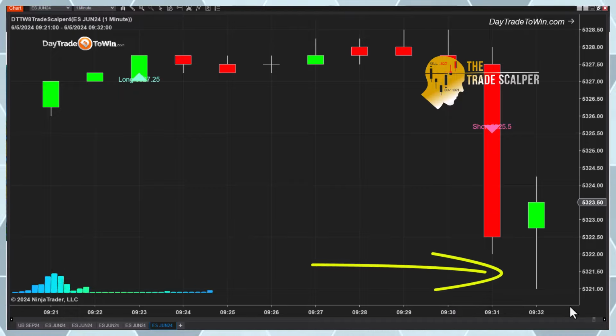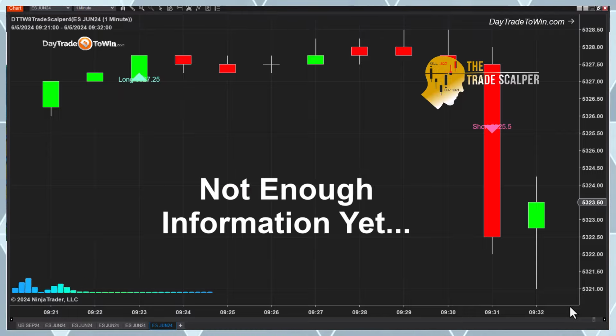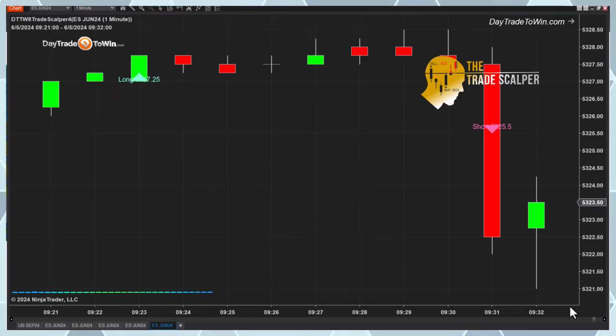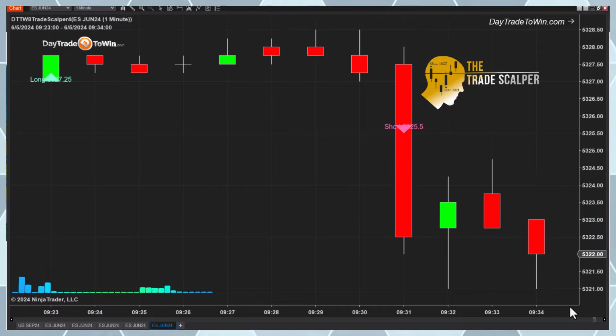Now, by itself, that may not be enough information for us to do anything, right? We have a short signal on the Trade Scalper, and we have a candle with a big wick, and now looking at the next candle, it's also in the same relative range. It hasn't really done anything. Almost looks like we're flip-flopping around. The next candle also trades down to 53.21 price.